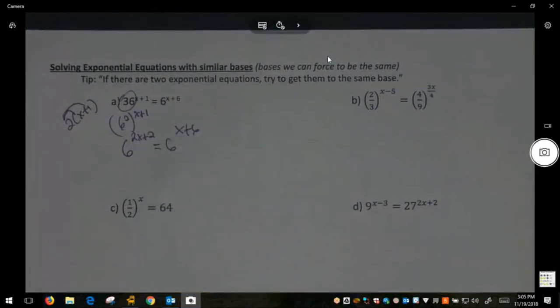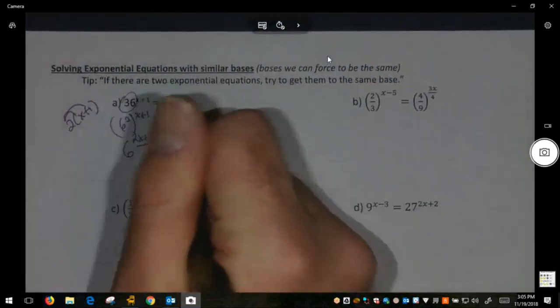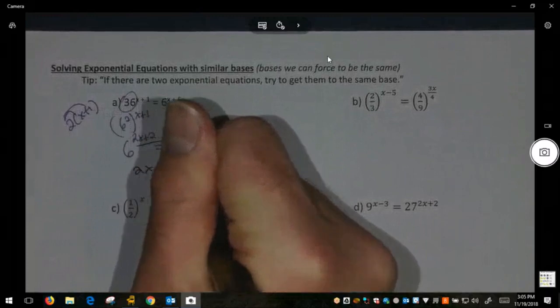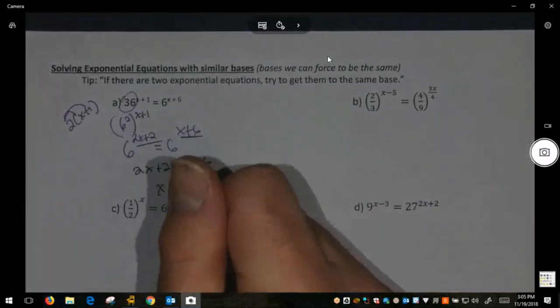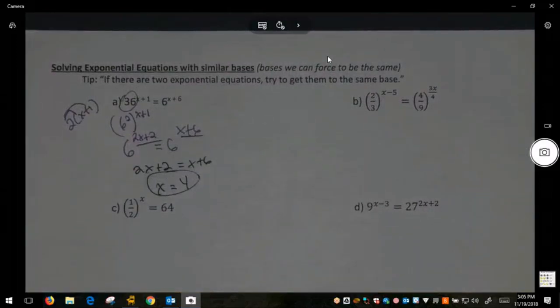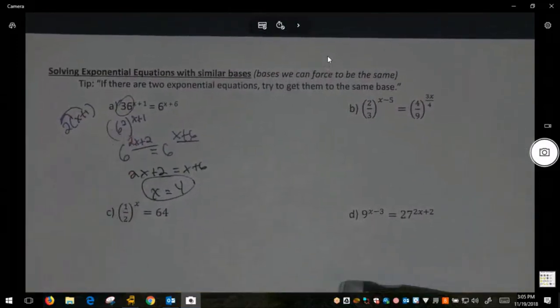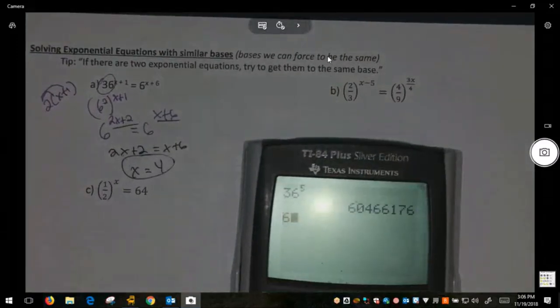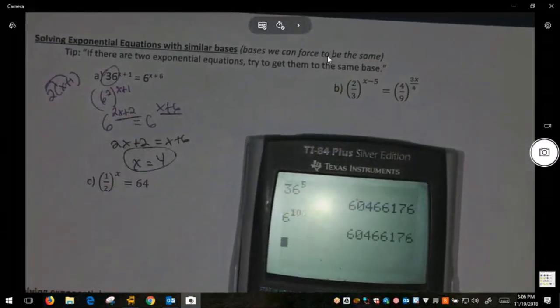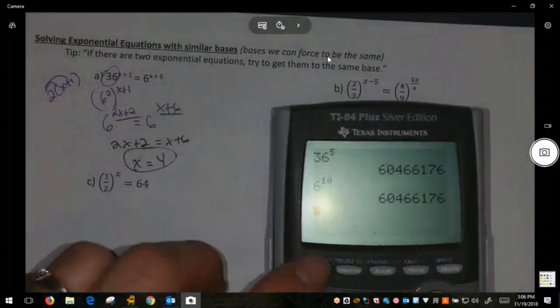On the right-hand side, it already has a base of 6. So now, I just set the exponents equal. 2x plus 2 equals x plus 6. Get our variable to one side and subtract 2 from both sides. I get x equals 4. Once again, I should double check that 36 to the 5th power is the same as 6 to the 10th power. And they are, so we know we did it correctly.